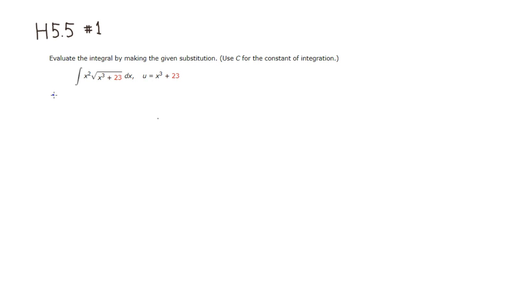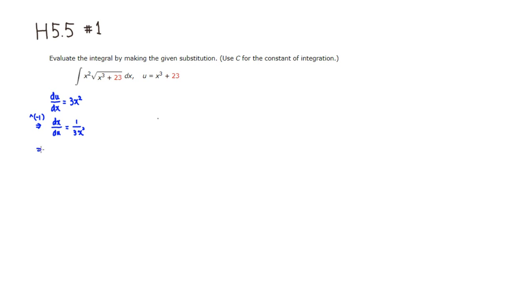We take the derivative of the substitution u with respect to x. The derivative of x cubed is 3x squared, and the derivative of 23 is 0, so I'm not going to write that. Then go through the usual drills. We take the reciprocal of both sides, so you have dx over du, which is equal to 1 over 3x squared.